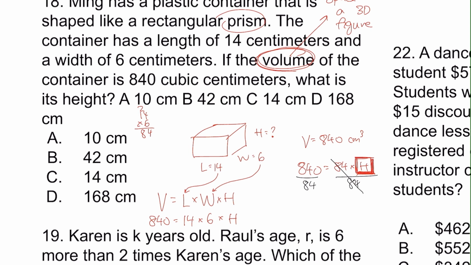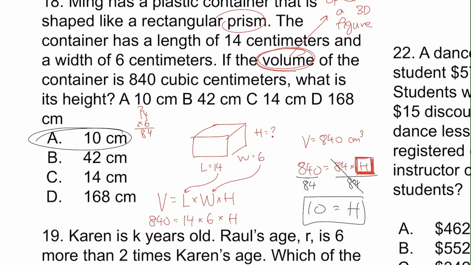That way you can cross out 84 on the right side. So we multiply by 84 and then divide by 84. That cancels out. That just leaves height by itself, and that's equal to 840 divided by 84, or 10. So the answer would be choice A. The height would be 10.